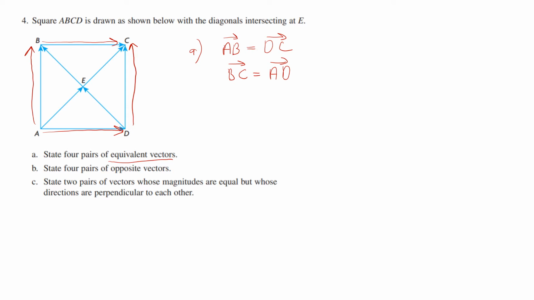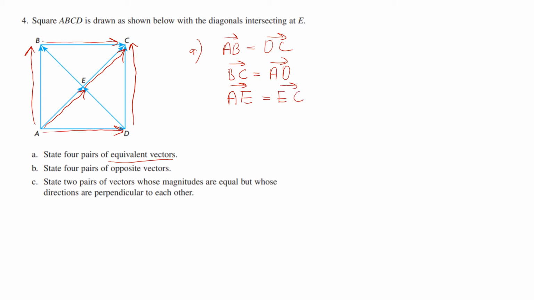What else is parallel and has the same magnitude? I see that my A to E goes like this, and my E to C also has the same magnitude, and it goes in the same direction. And if I actually take this and put it right next to it, it will be parallel to each other, right? I already know. So that's also another pair I can put up. So AE will equal EC.